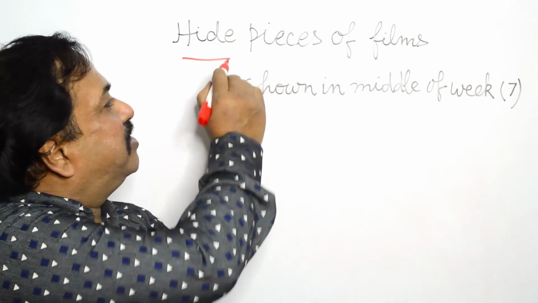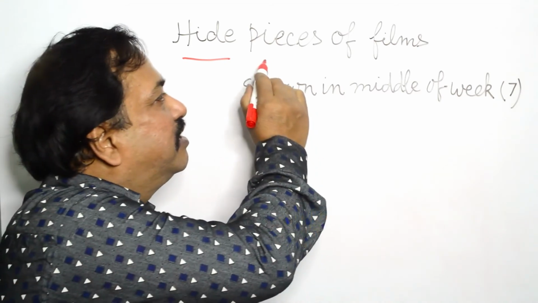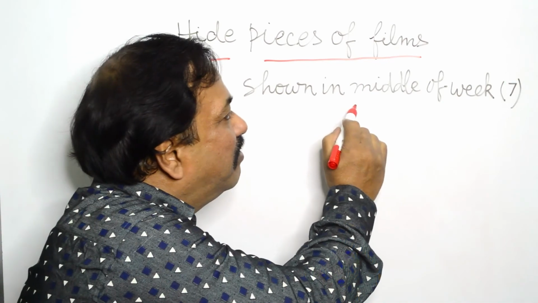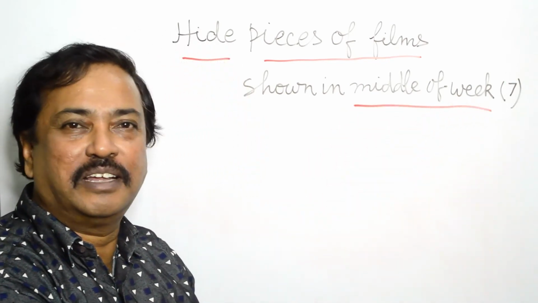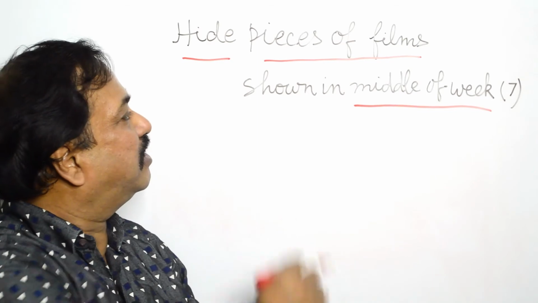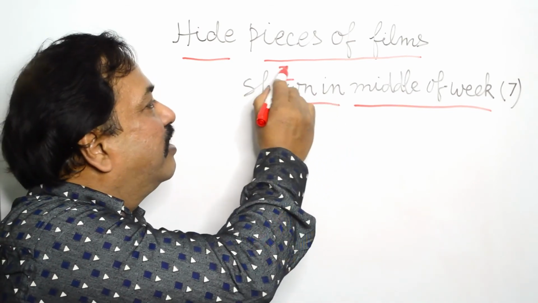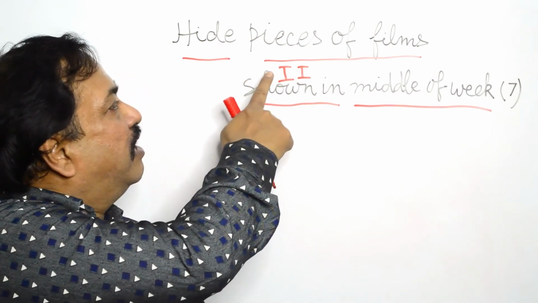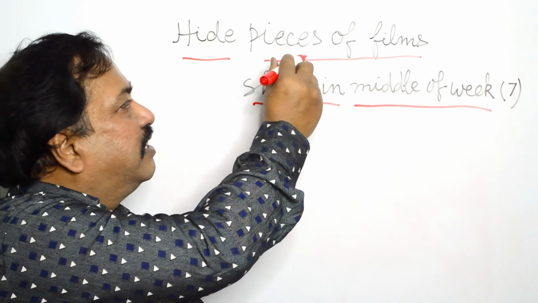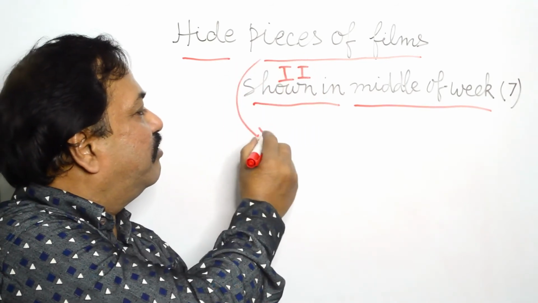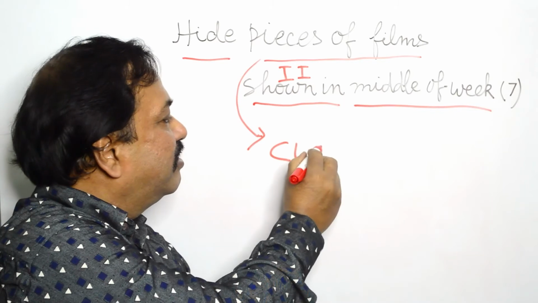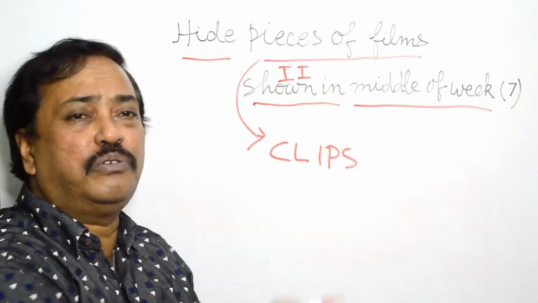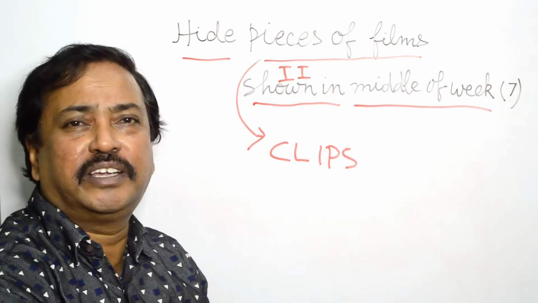Now hide is our definition here. Pieces of films is our X part, shown in middle of week. Middle of week is the Y part. Now shown in is the insertion indicator or content indicator. Now pieces of films can be clips. Shown in inside middle of week.